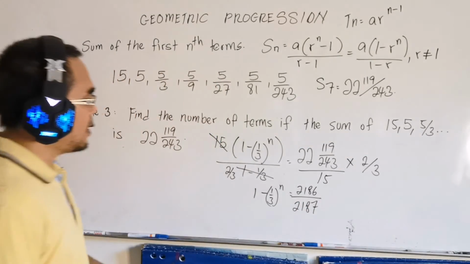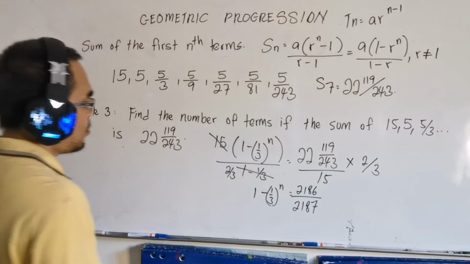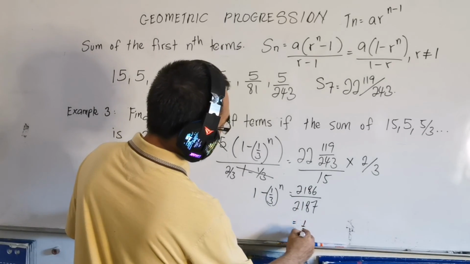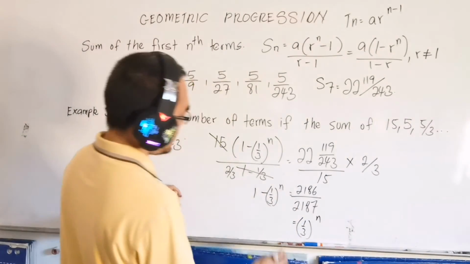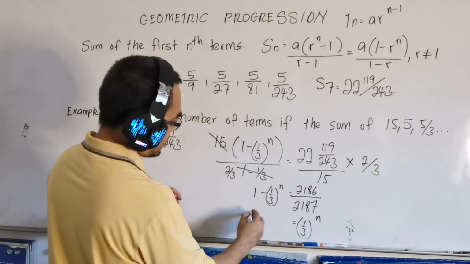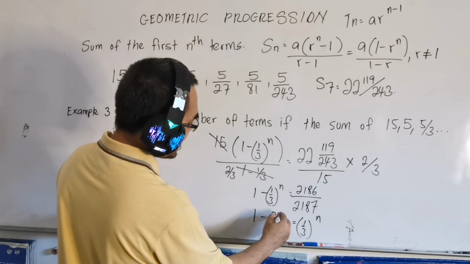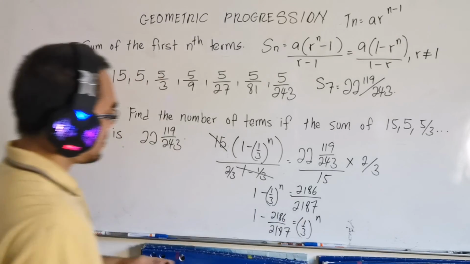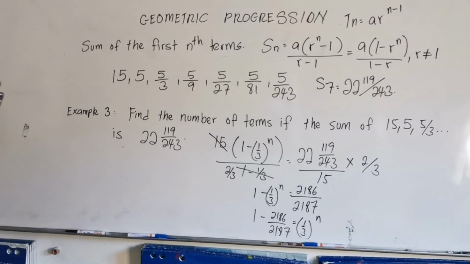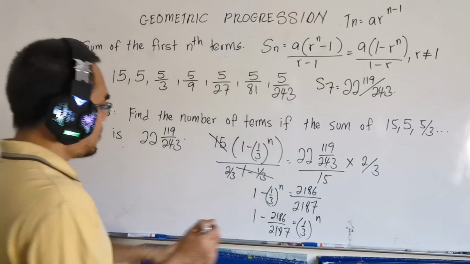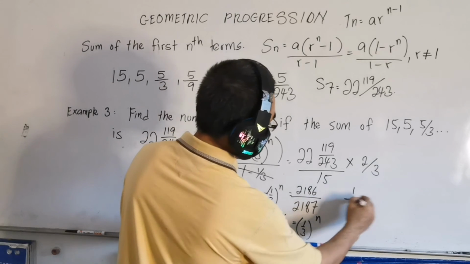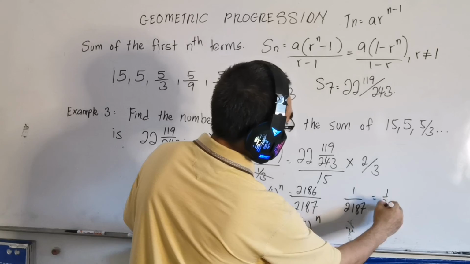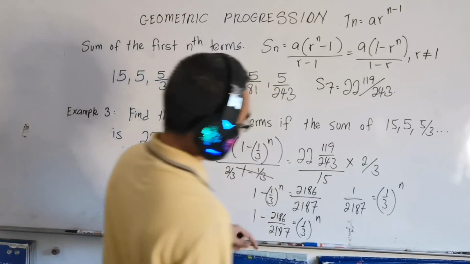Next, I move this to the other side, so it becomes 1 over 3 to the power n. Moving this here, it becomes 1 minus 2186 over 2187. So it becomes 1 over 2187 equals 1 over 3 to the power of n.